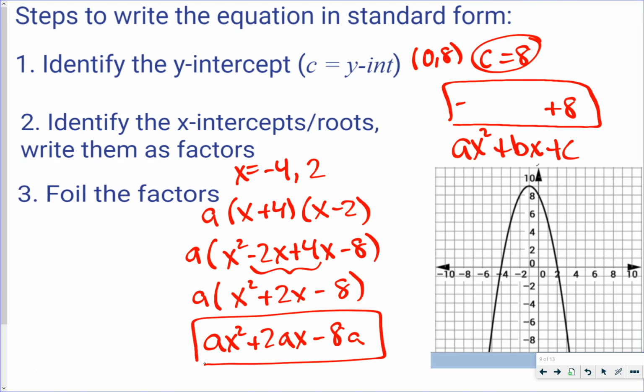Looking at the graph, we already know the end and the beginning, okay? Looking at the x-intercepts, we make them factors again. We multiply them through to get an equation. Now, this is where we're going to find out if we have a GCF or not, okay? What does C have to equal? C has to equal 8. Right now, it says that C is what? Negative 8a.